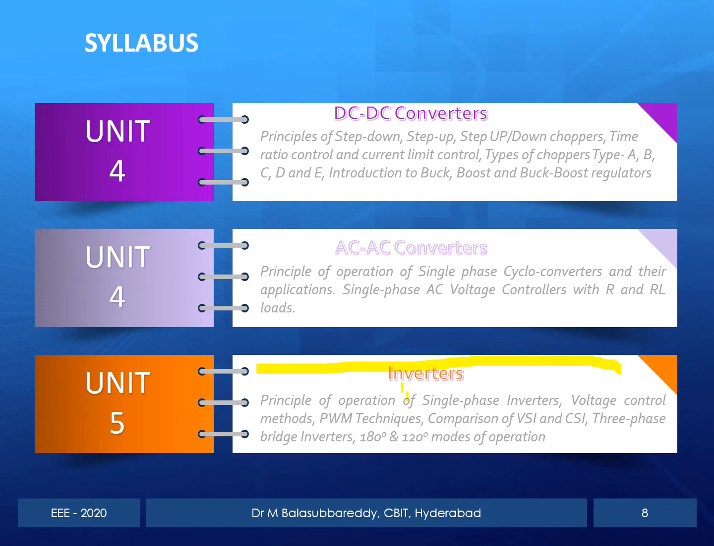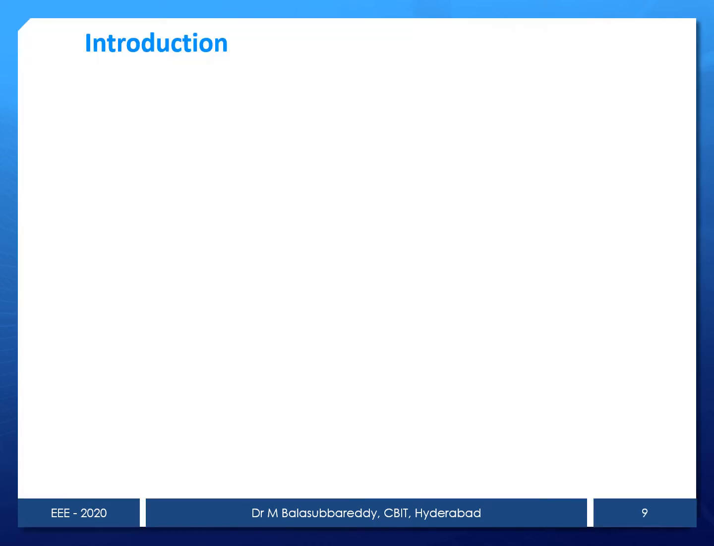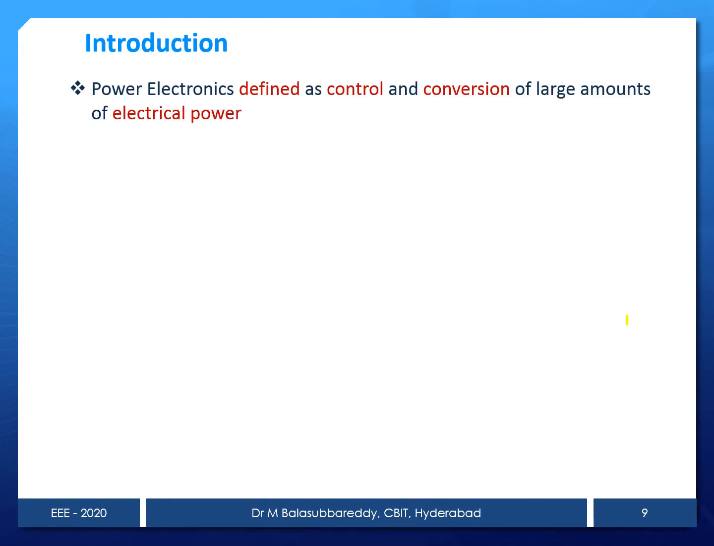Now we'll see the next one, introduction. In this introduction, you can observe that I will present all the basic information here. So what is the definition of power electronics? How can you define this? You can define power electronics as the control and conversion of a large amount of electric power. So this is the major role of power electronics.